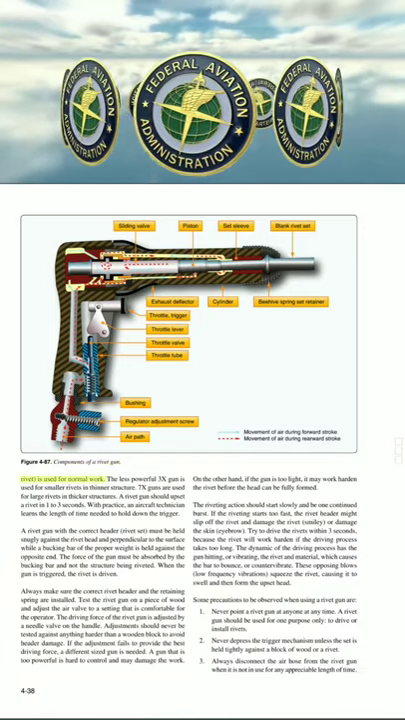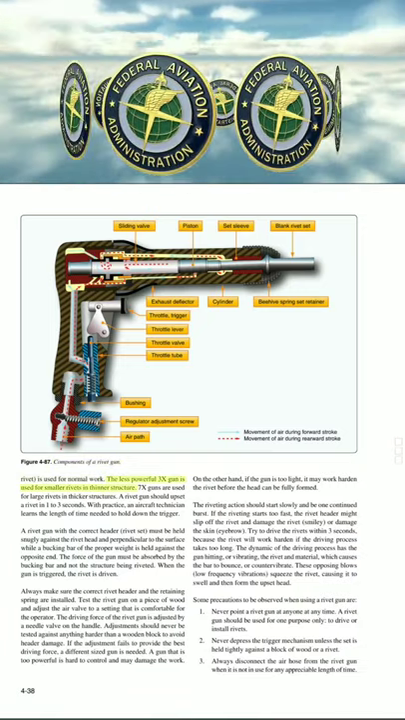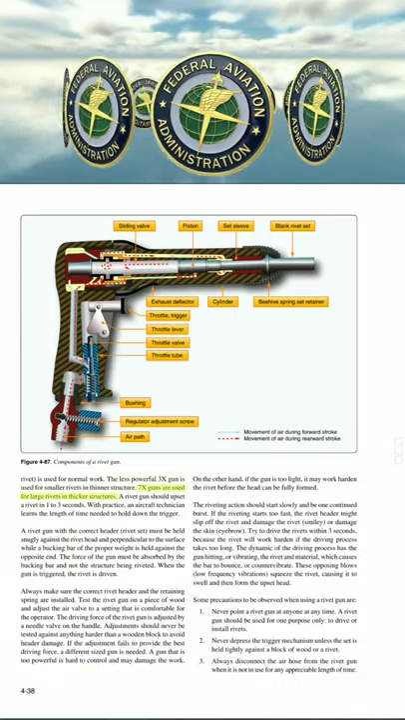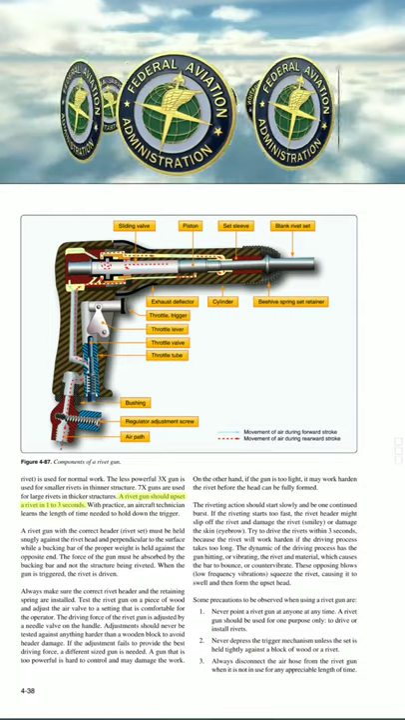A 4X rivet gun is used for normal work. The less powerful 3X gun is used for smaller rivets and thinner structure. 7X guns are used for large rivets and thicker structures. A rivet gun should upset a rivet in 1 to 3 seconds.